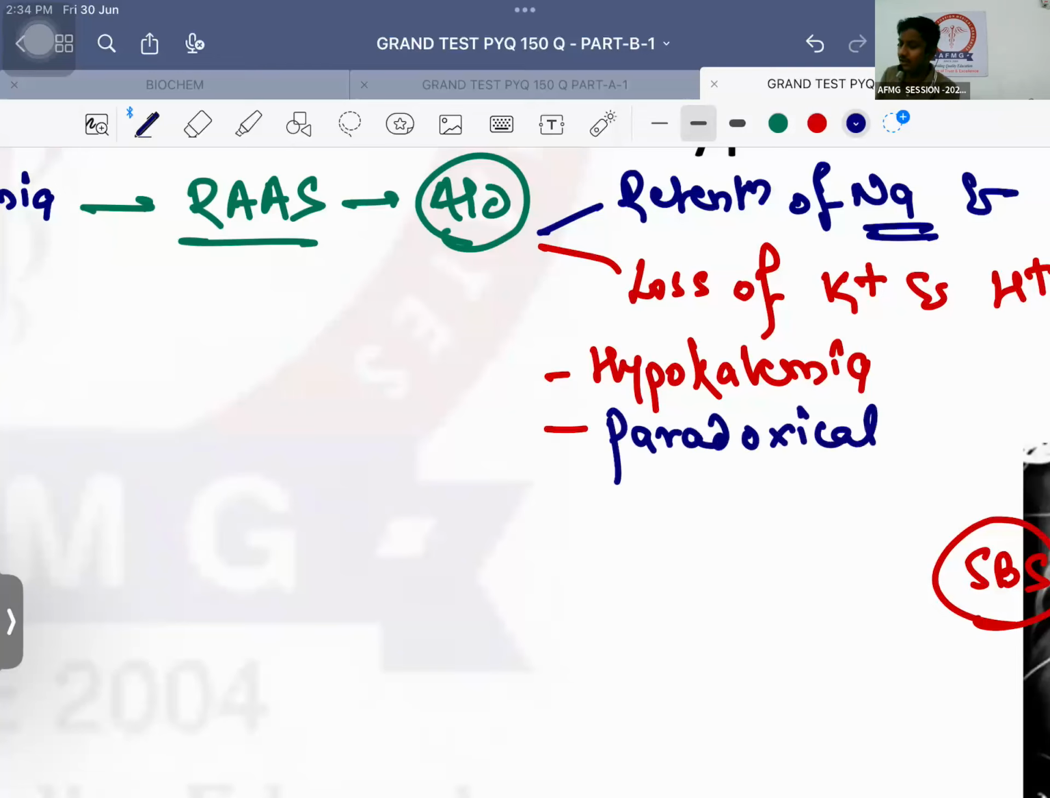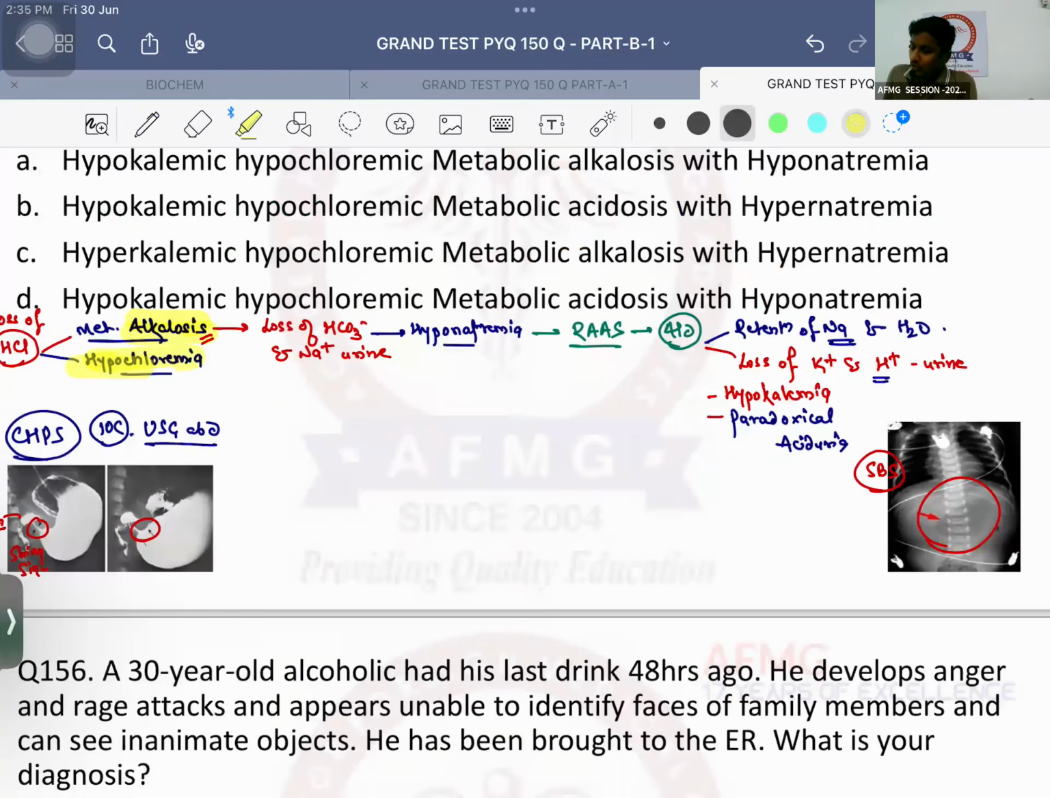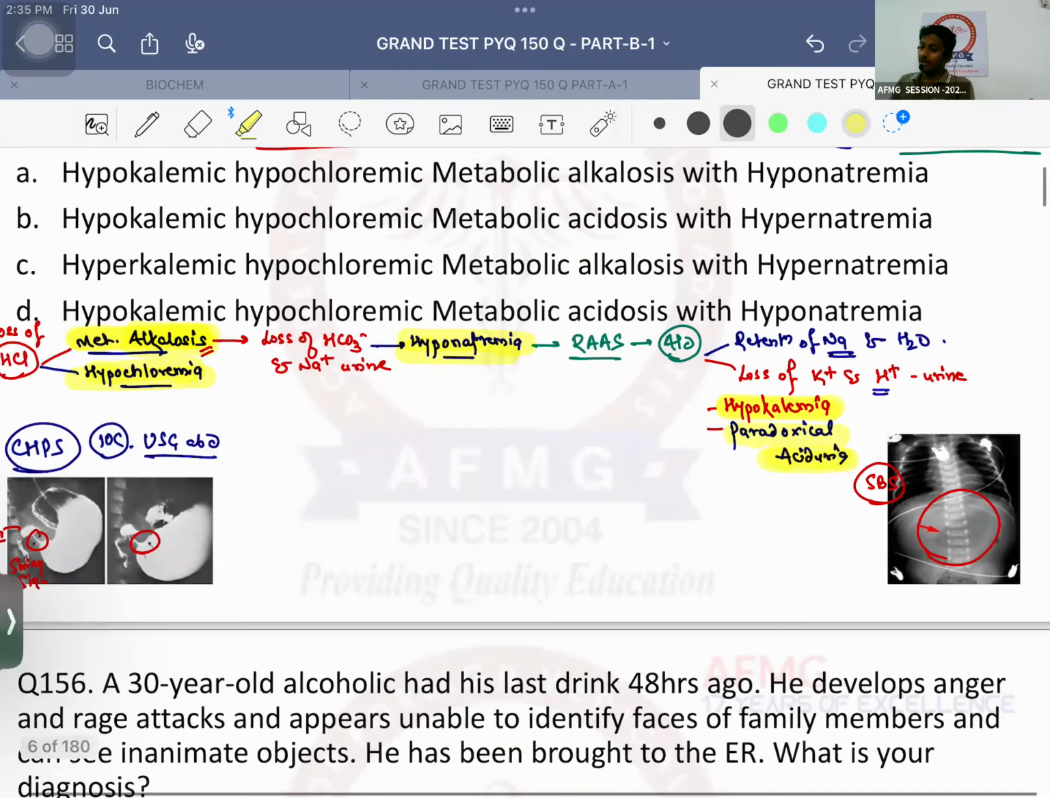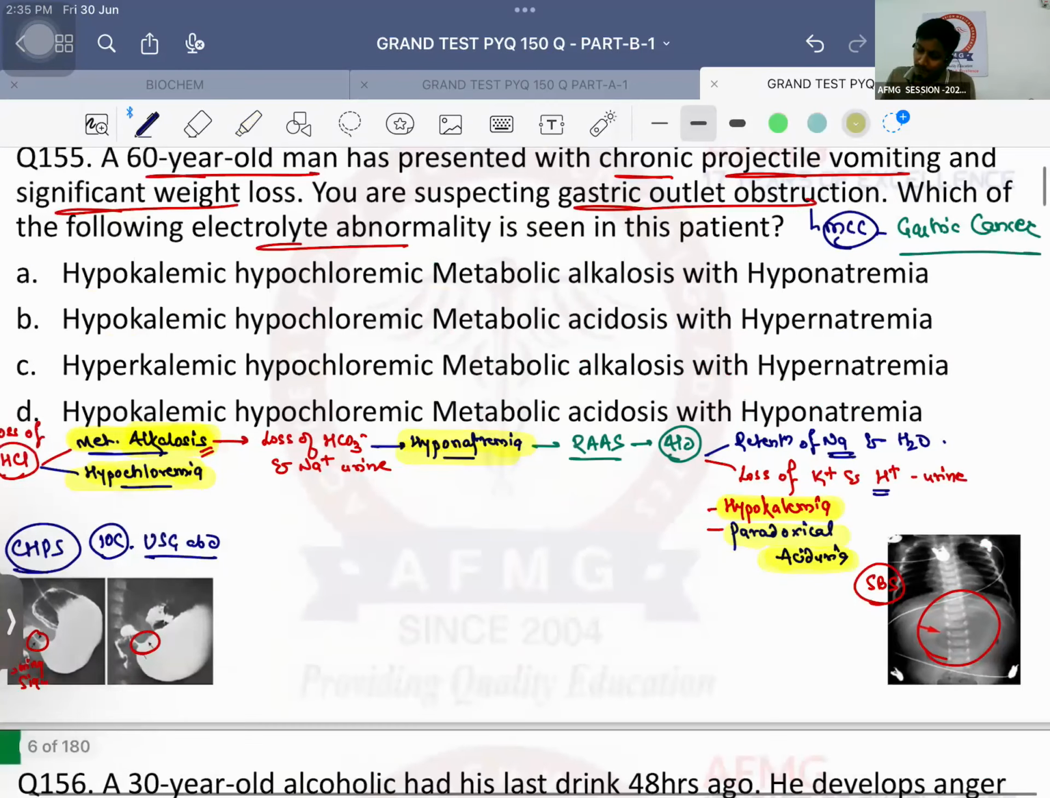And what is excreted out in urine? H plus ions. H plus ions in urine are called as acid urea. So now total metabolic abnormality जो हमने डिस्कस की थी सर्जरी में, what is that? Hypochloremic, hypokalemic, sometimes hyponatremic metabolic alkalosis with paradoxical aciduria. करो equate. कहाँ आ रहा है? Hypokalemic, hypochloremic metabolic alkalosis with hyponatremia. Answer is option A itself.